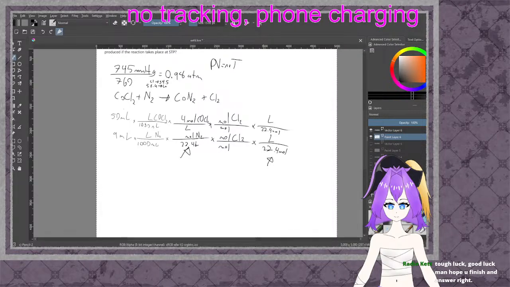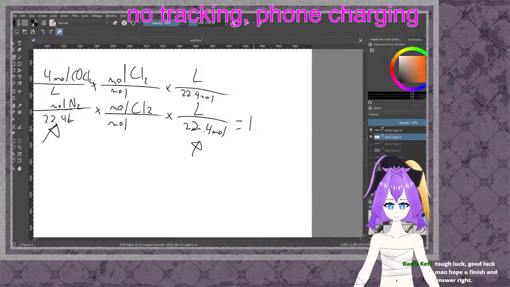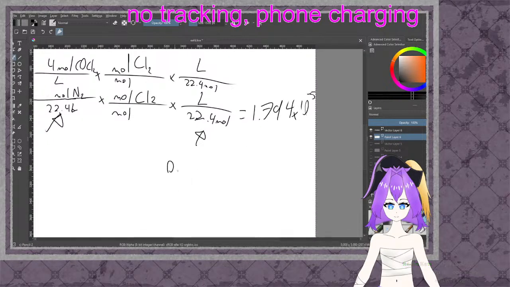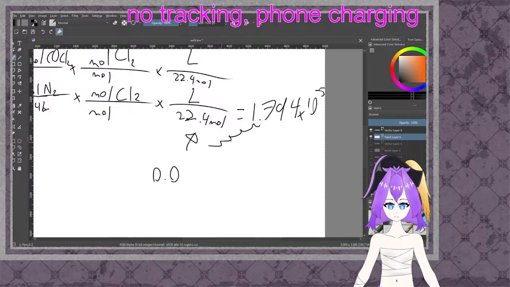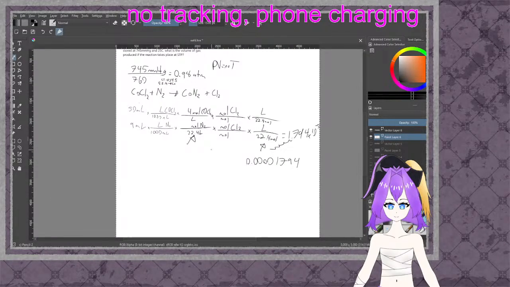Well, I don't know. Okay, so it was like 1.794 times 10 to the -5th. So it's like 0.0, wait, 1, 2, 3, 4, 5. 1, 7, 9, 4. Okay, so now we have that, but we don't need that. We just need 9 divided by 1,000 to get the moles here. Divided by 22.4 gives us 4.017 times 10 to the -4th. So 0.0004. I'm just gonna go with that. And now we have our moles.